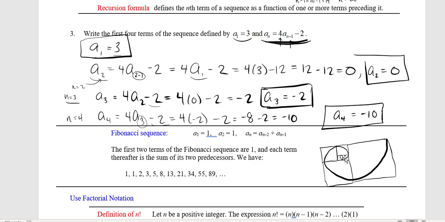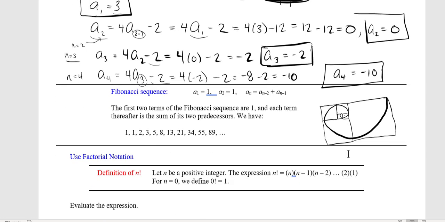That first one was 1, the second one was 1, next one was 2, next one was 3, next one was 5, right? 2 plus 3 is 5. Then we have 3 plus 5 is 8 for this big one. It's pretty interesting stuff. Makes a neat spiral.